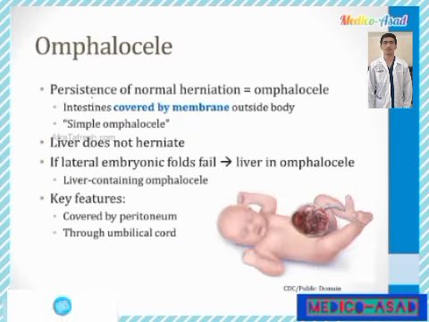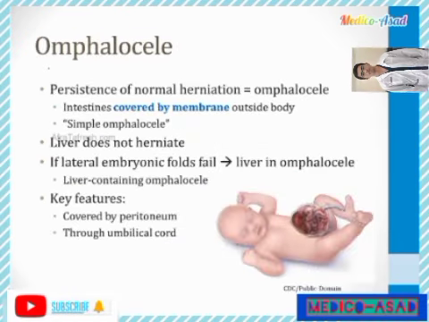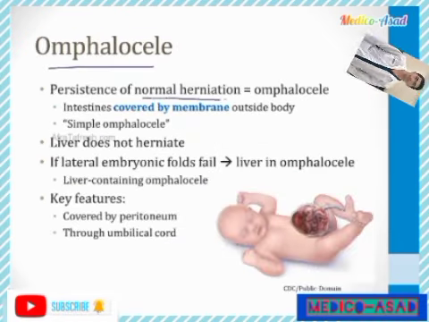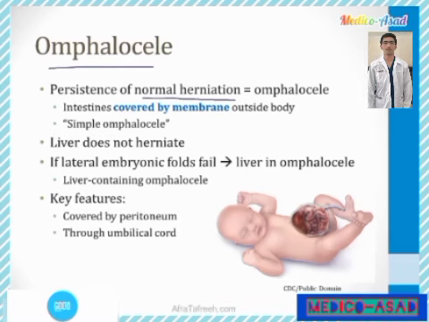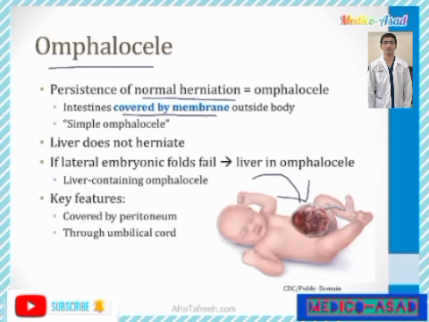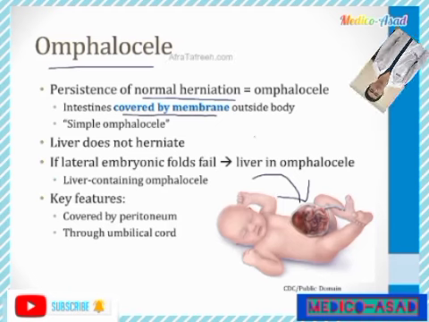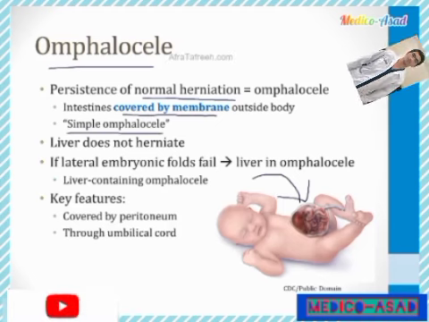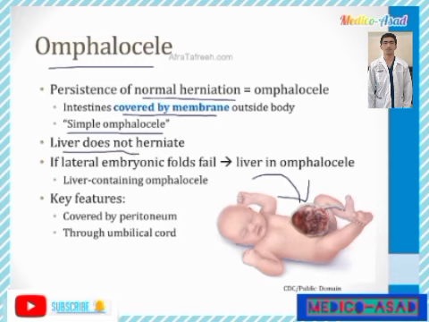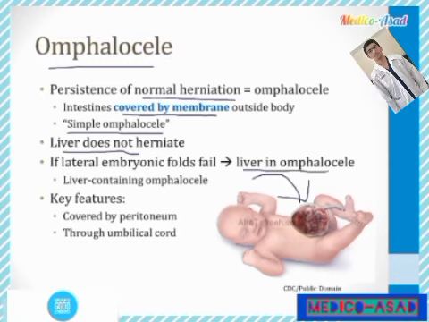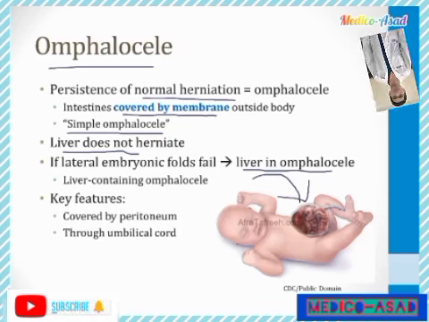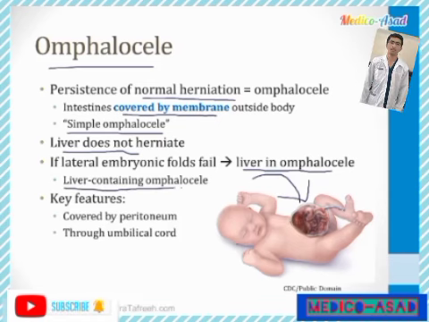If the midgut does not return to the abdomen, the baby will be born with an omphalocele. This is the persistence of the normal herniation process. Intestines will be outside of the body covered by a membrane. This is a picture of an omphalocele on the screen here. When the membrane only contains intestines, it's called a simple omphalocele. Normally the liver does not herniate. However, if the lateral embryonic folds fail to form, then the liver can sometimes be in the omphalocele. This is a more complex defect. This is called a liver-containing omphalocele.